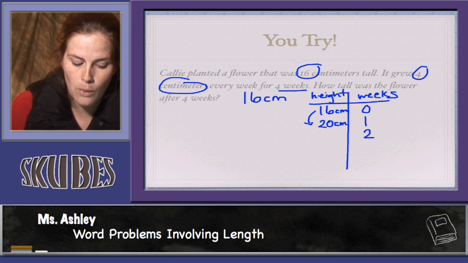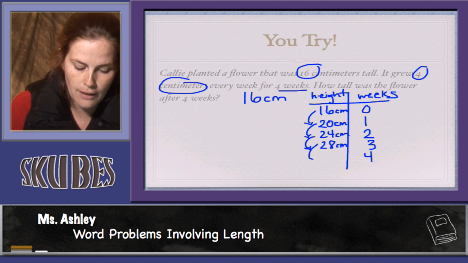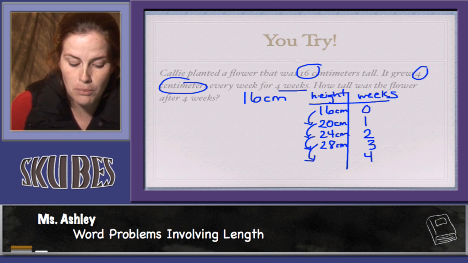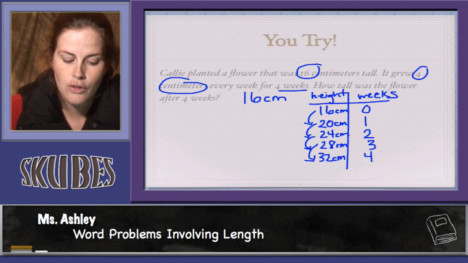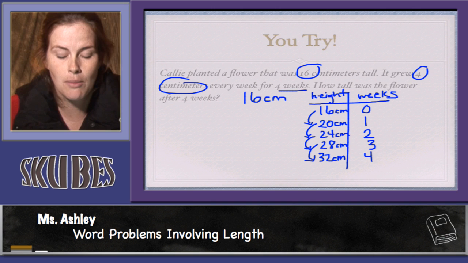After the next week, we'll add 4 to 20 centimeters, which equals 24 centimeters. Third week, we need to add 4 more centimeters, so 24 plus 4 equals 28 centimeters. And the fourth week, we'll add 4 more centimeters. 28 plus 4 equals 32 centimeters. So after 4 weeks, Callie's plant was 32 centimeters tall.